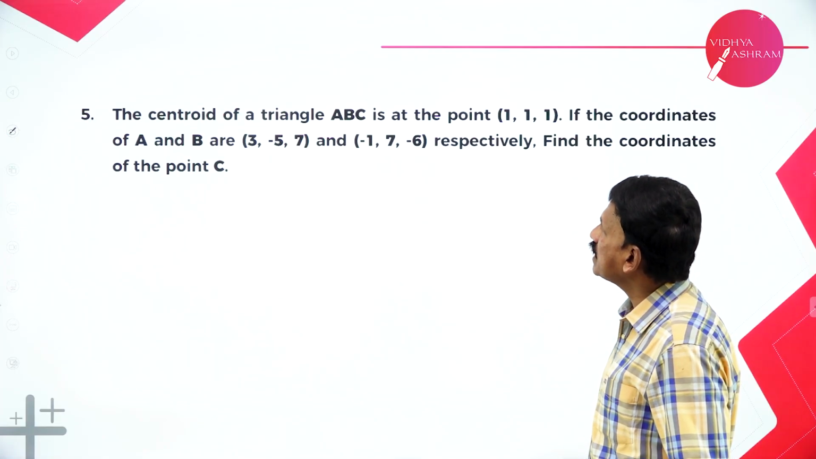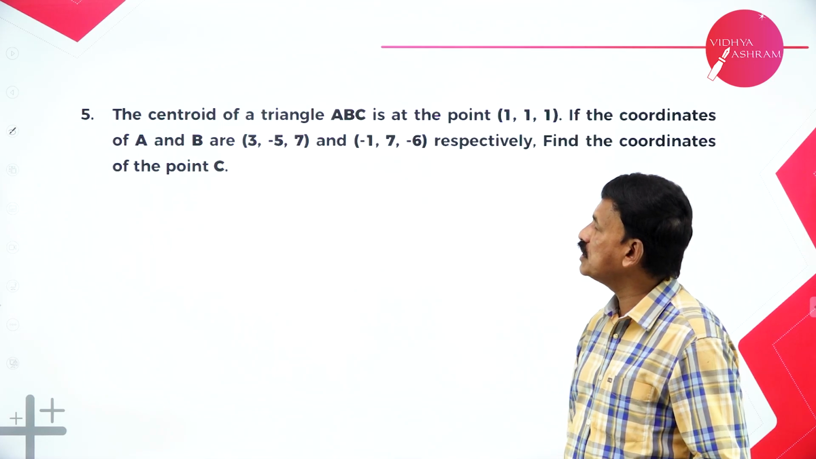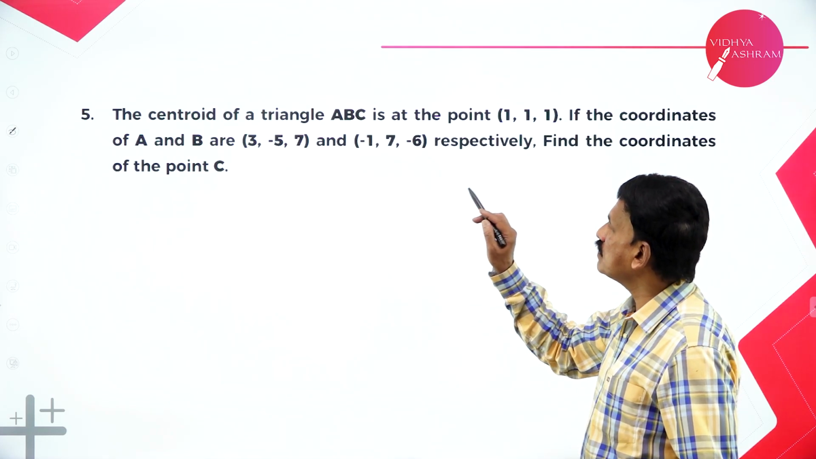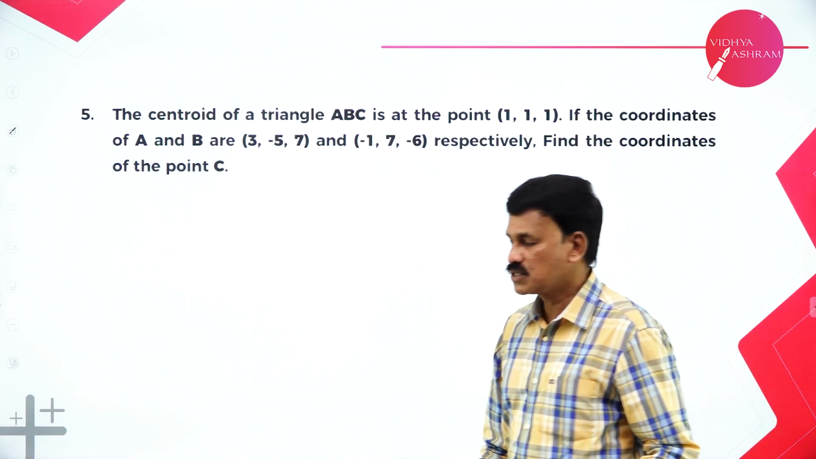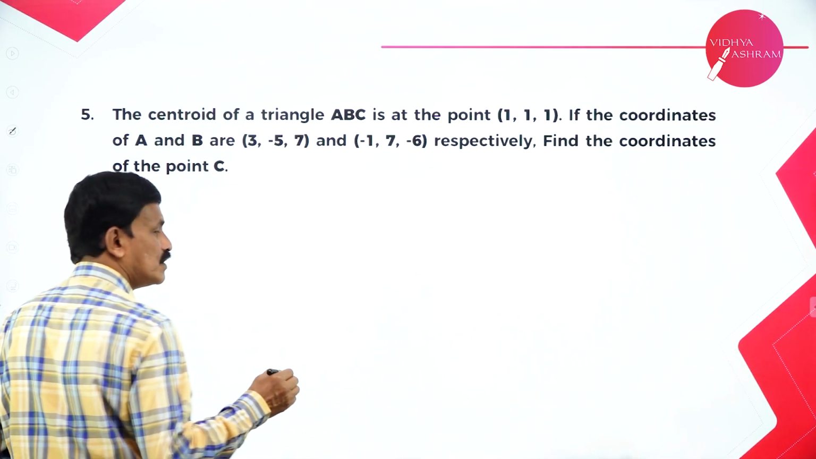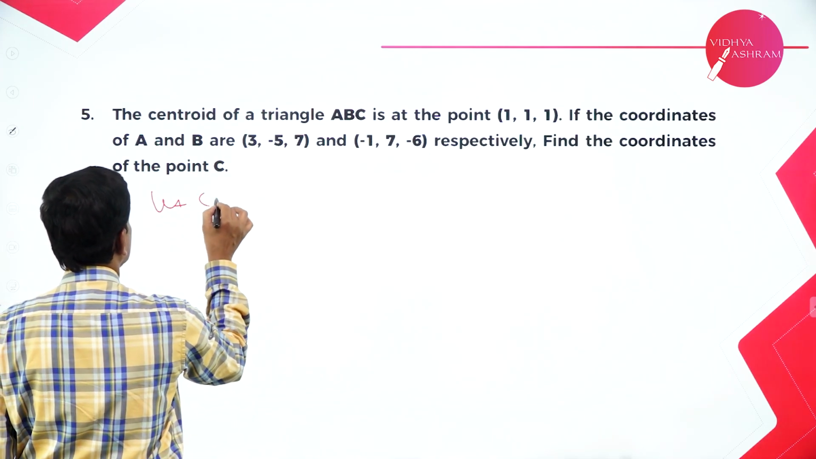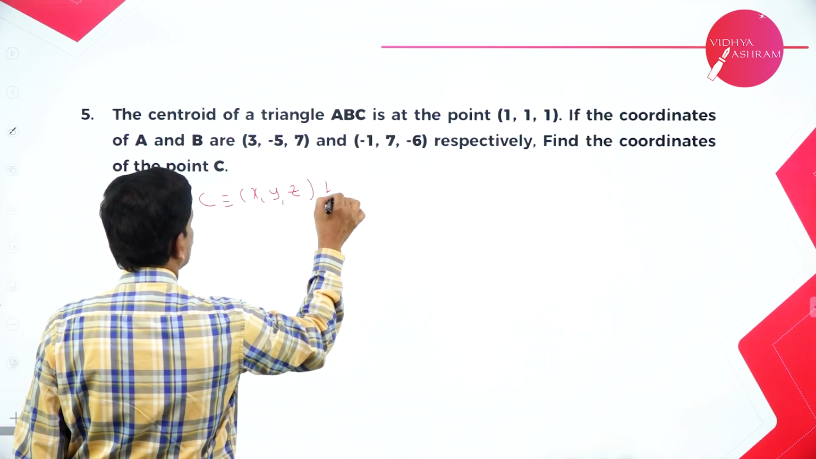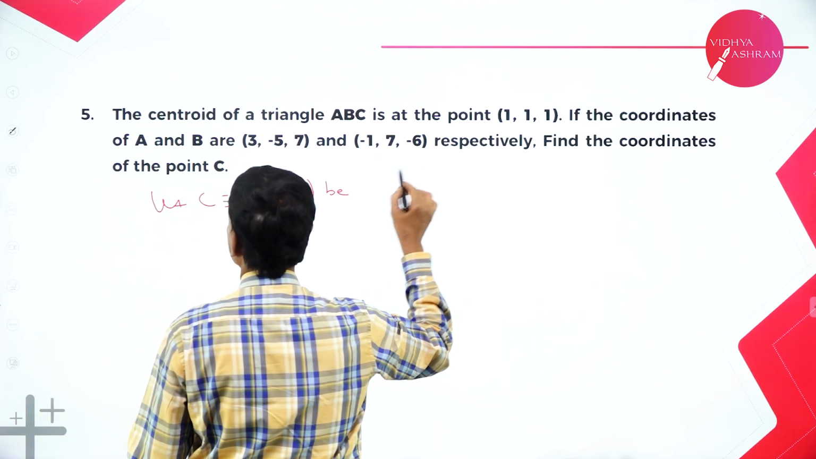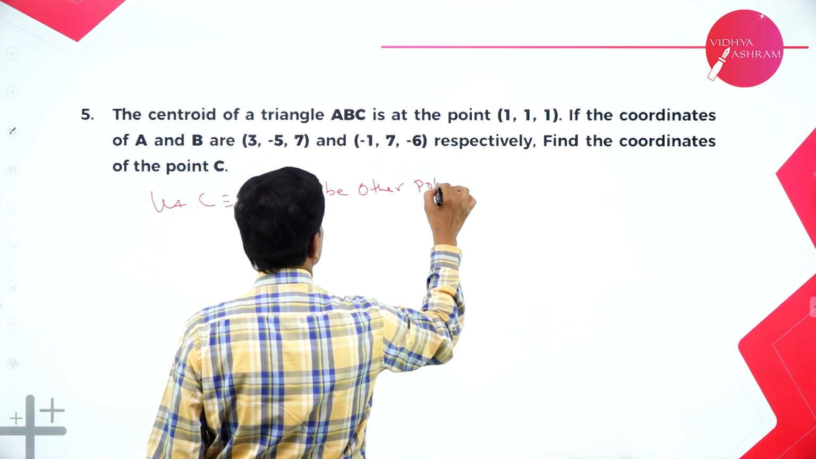The centroid of a triangle ABC is at the point (1, 1, 1). If the coordinates of A and B are (3, minus 5, 7) and (minus 1, 7, minus 6) respectively, find the coordinates of the other point. So what is given? A and B are given, G is given. What is required is the other point. Let C is equal to (x, y, z) be the coordinates of the other point.